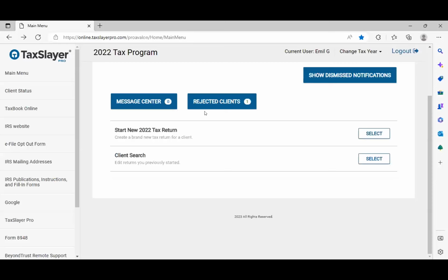Rejected clients is really an issue, once again, for the managers. Once the manager reviews your work and e-files the return, managers are responsible for doing that final step. Then at that point, they're responsible for monitoring the progress of that return. Has that return been accepted by the various federal and state agencies? Has it been accepted for e-filing? In some cases, it might be rejected. And as you can see at this point, one client, and I'm not going to open this button, has been rejected.